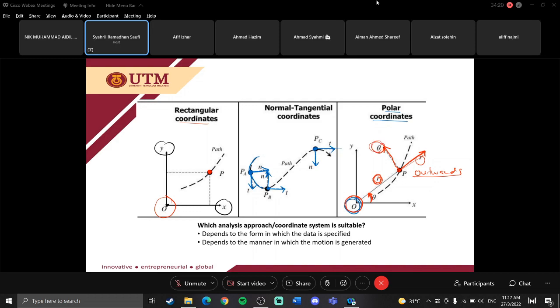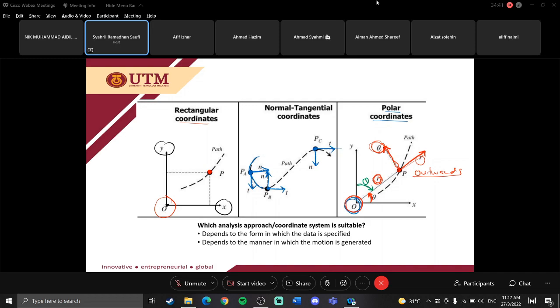Any parameter that follows this theta axis will become positive. So let's say, for example, you are given a problem where theta is given like this. It gives you the theta from the y axis like this.